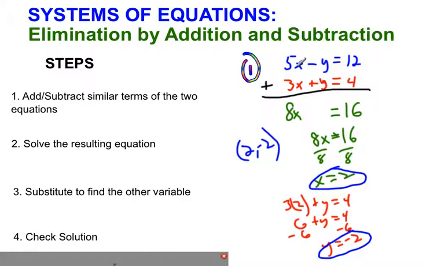Well, the similar terms, the x's, right? We added the x terms together and got 8x. And then the y terms, we added those together and one was eliminated, hence elimination by addition and subtraction, in our case by addition. And then we added the constants and got 16. So that was step 1. Step 2 is to solve the resulting equation. So that is what we did here. We solved for x and found that.